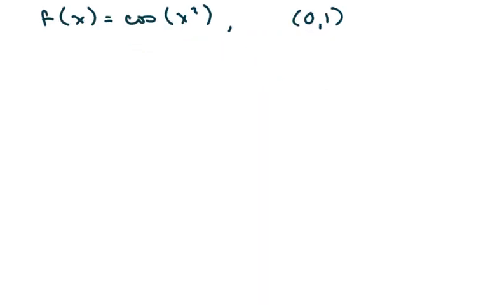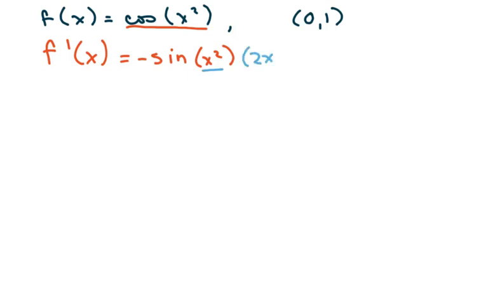Okay, next one, cosine. So what we're going to do is go ahead and take the first derivative. We know the first derivative of cosine of that is going to be negative sine of that. Then you take the derivative of the inner function, which is going to be 2x. So this equals negative 2x sine of x squared.